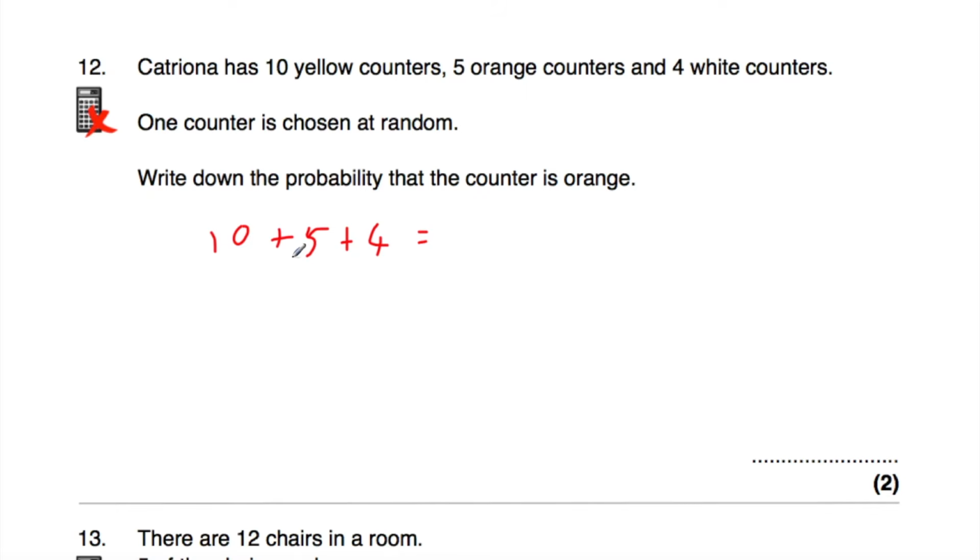So 10 plus 5 is 15, plus 4 is 19. So there's 19 counters altogether. And the probability that she picks an orange one would be, there's 5 orange counters, it'd be 5 out of the 19 counters. So that'll be 5/19. And that's it. That's the probability that Katrina chooses an orange counter, 5/19.